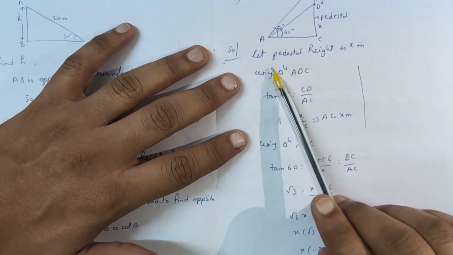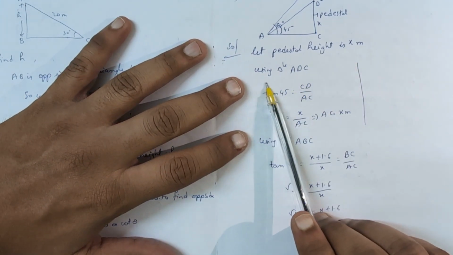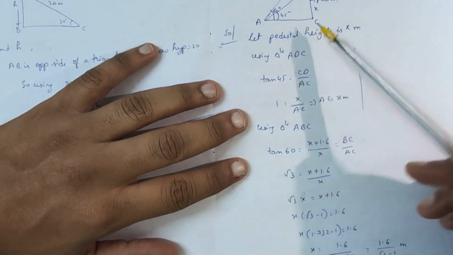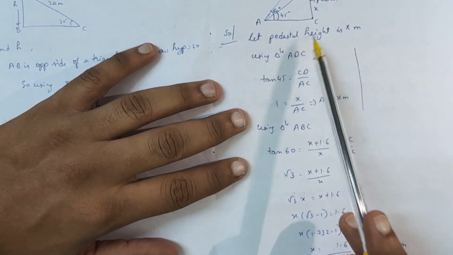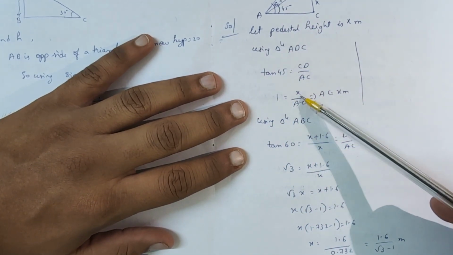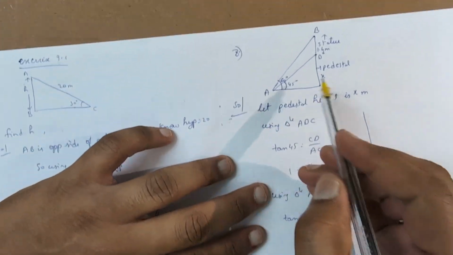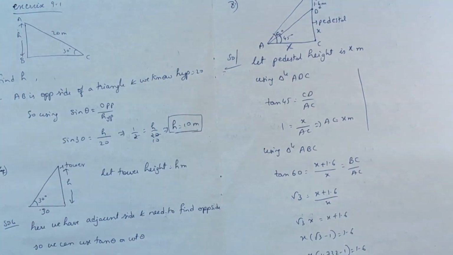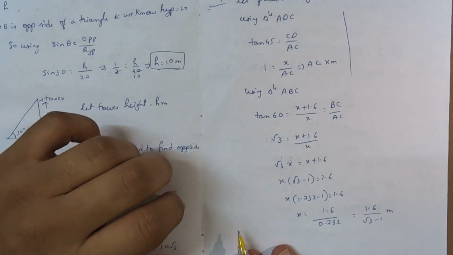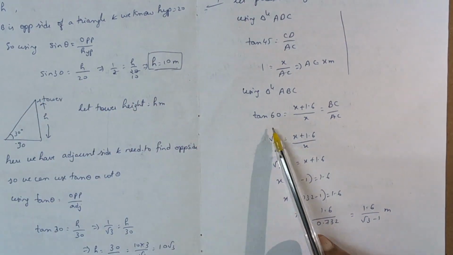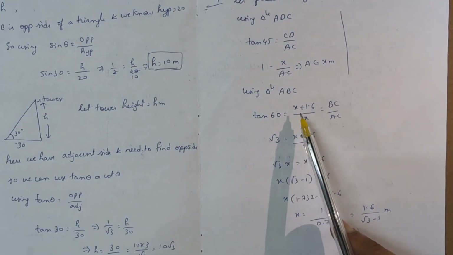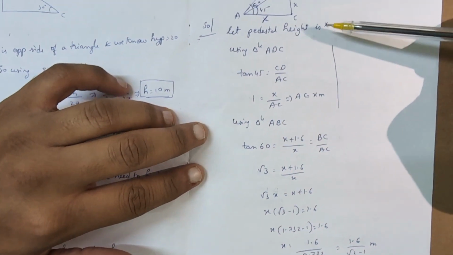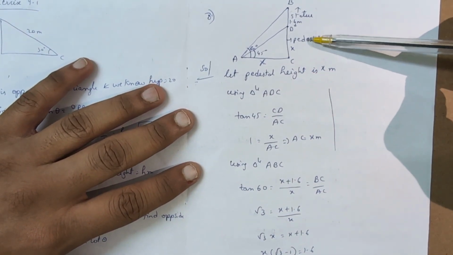Let us assume the pedestal height is x meters. Using triangle ADC, this smaller triangle, tan 45 equals DC, that is the opposite side, by the adjacent side AC. Tan 45 is 1, equals x by AC. So AC is x. Now using the larger triangle ABC, tan 60, the total angle 60, equals opposite side by adjacent side, that is x plus 1.6. You can see here x plus 1.6.